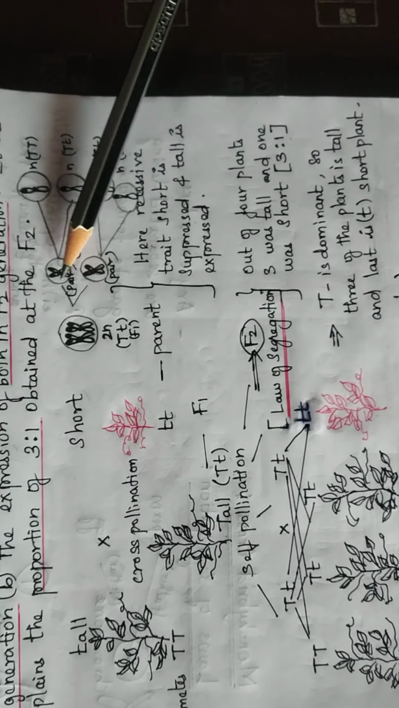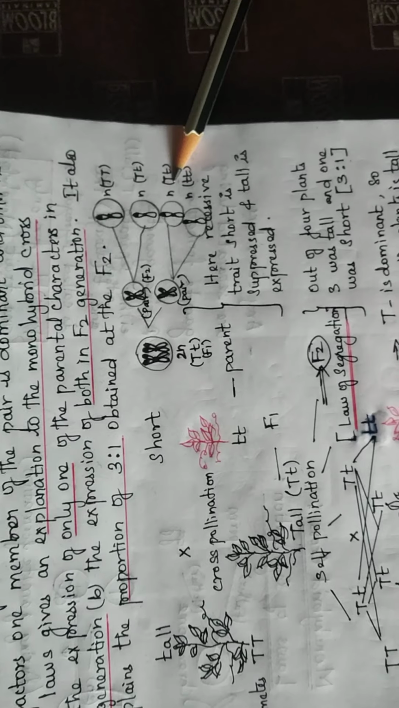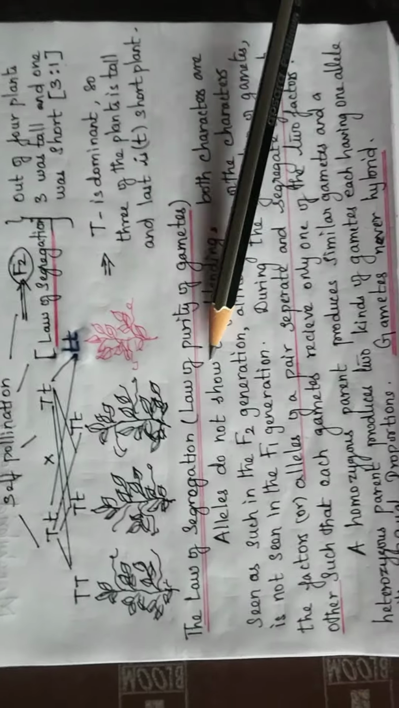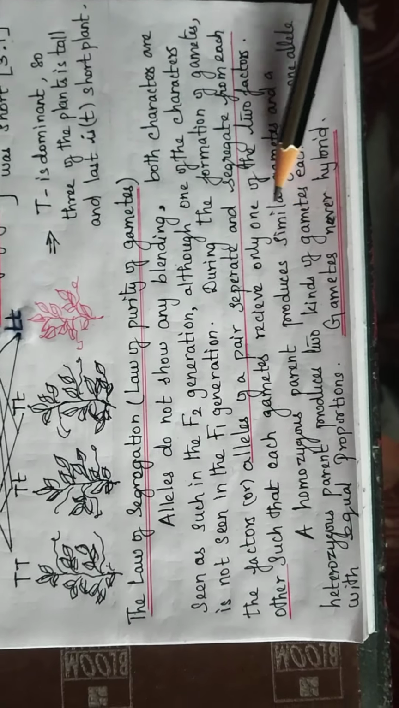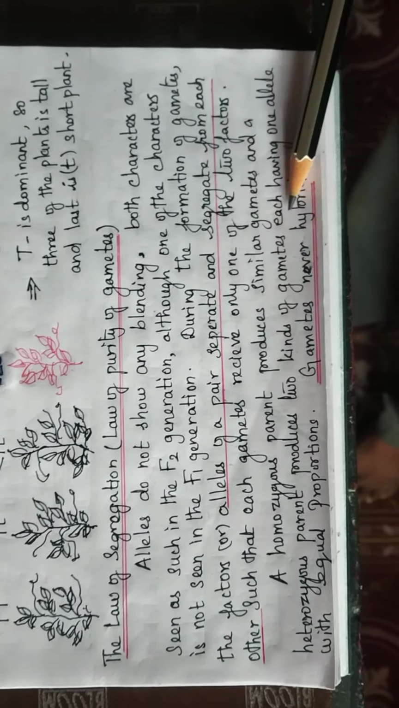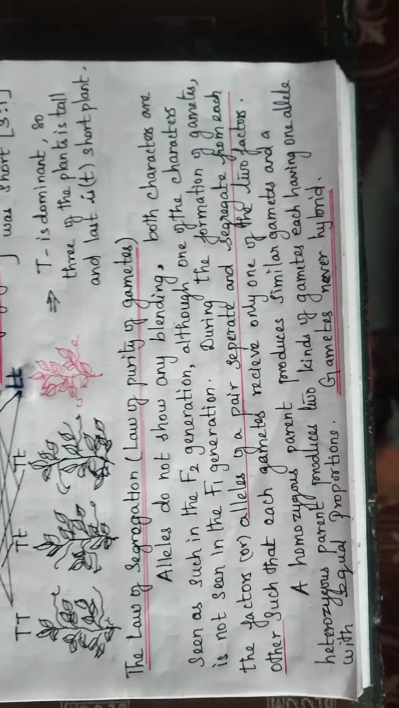So the two pairs of chromosomes segregate and separate from each other to express the character in the F2 generation with a 3:1 ratio of tall and dwarf plants. This is called the law of segregation. Homozygous parents produce similar gametes, and heterozygous parents produce two kinds of gametes, each having one allele in equal proportions. So these gametes are never hybrid.